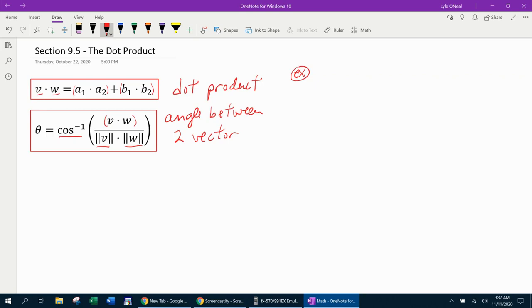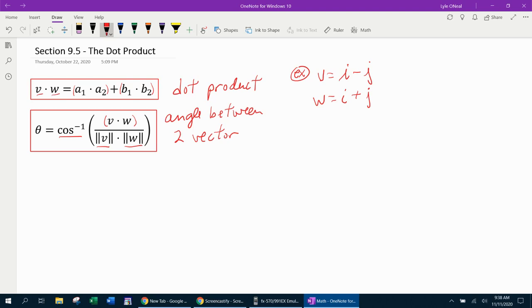First example, they're going to give us vector V is i minus j, vector W is i plus j, and the instructions want us to find the dot product and the angle between the two vectors.